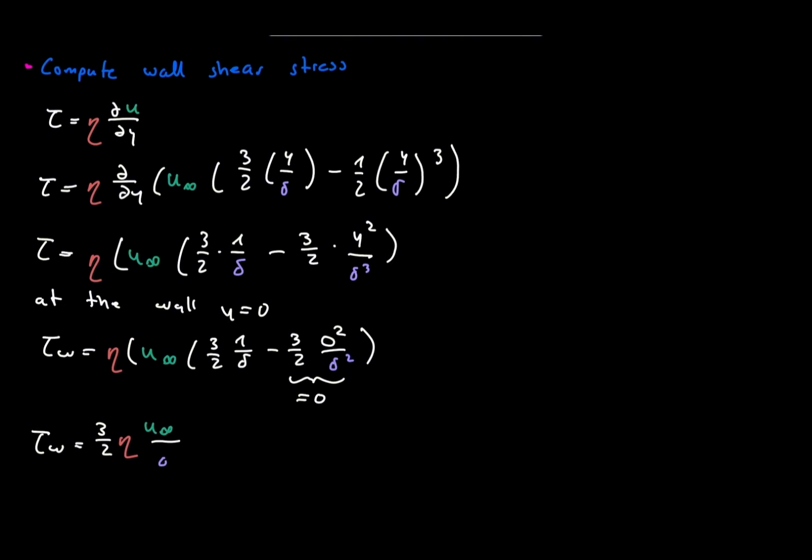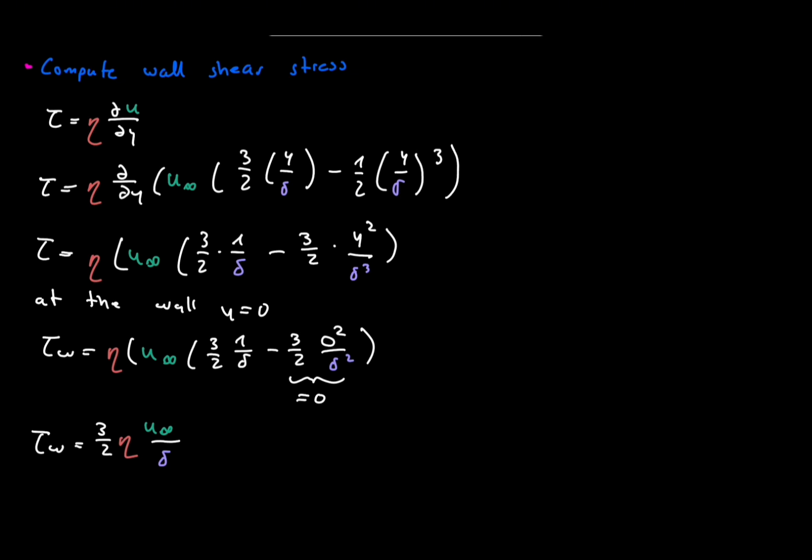Compared to the linear model, this predicts a higher shear stress. That makes sense because the real velocity profile is steeper near the wall. So even though this polynomial model is still an approximation, it captures the essential physics much better.